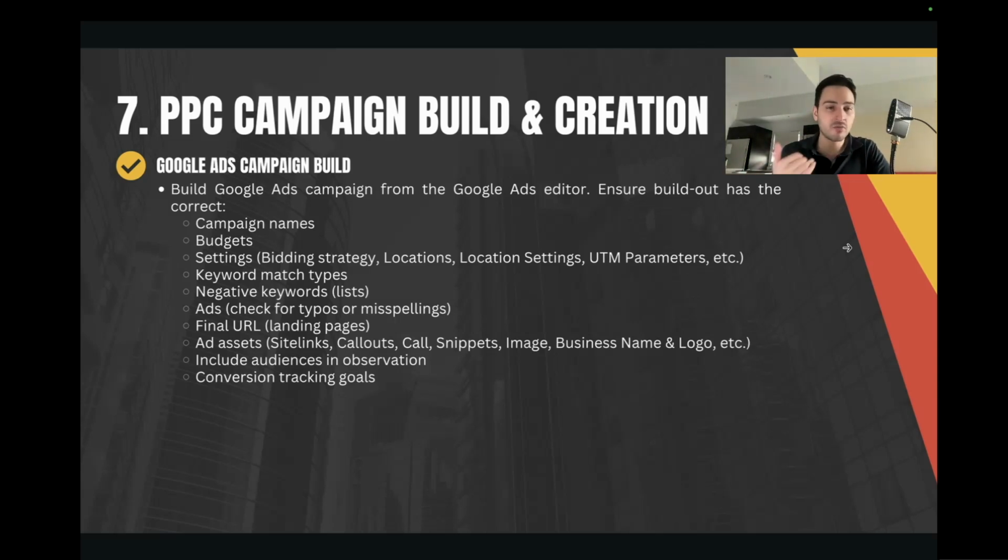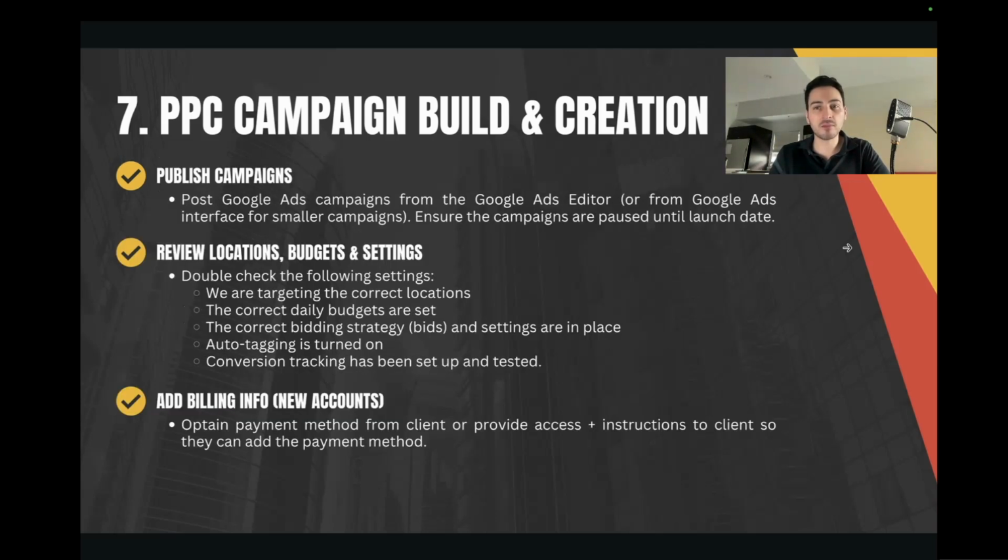The final URL, that's a very common mistake that always happens, that you forget to enter the landing pages, or sometimes you enter the wrong landing pages. And especially sometimes you have to place placeholder landing pages because we're still working on the other page. So you have to go back and make sure that the final URL is correct before we launch the campaign. Assets, so site links, callouts, snippets, everything that applies, we want it to be in there. We want to always include audiences in observation, and we want to make sure that the goals are in place. And that's basically it as far as the campaign creation.